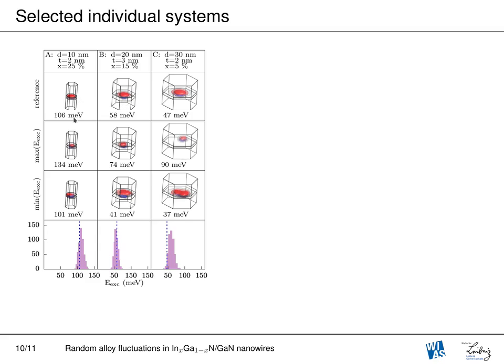What you see here is the electron, which is red, and the blue hole ground state charge density, and the exciton binding energy between these two particles for a reference system where we have assumed a homogeneous alloy distribution. Then, from our statistics, the system with the maximum exciton binding energy and the minimum exciton binding energy. And down here we see a corresponding histogram of exciton binding energies for 500 simulations for each of these three model systems.